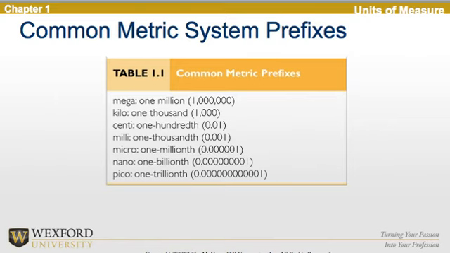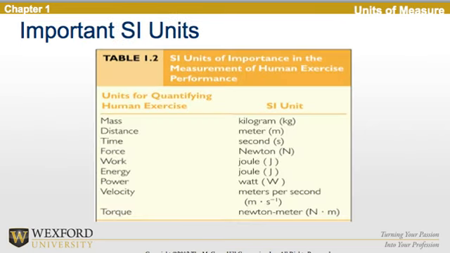Now, addressing the common metric system prefixes, we'll go down this list real quick and just make sure we're all familiar with them. Mega would refer to 1 million, and kilo would refer to 1,000. All of these would be greater or more than 1. Now, when we have a smaller measurement, we will use centi for 1/100th, milli for 1/1000th, micro for 1/1,000,000th, nano for 1/1,000,000,000th, and pico for 1/1,000,000,000,000th. Please note the numbers and the decimal points associated with each of those prefixes.